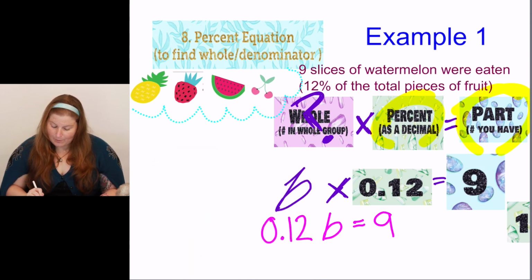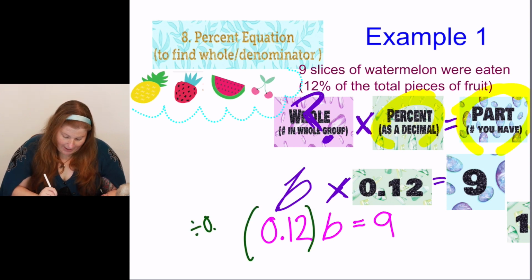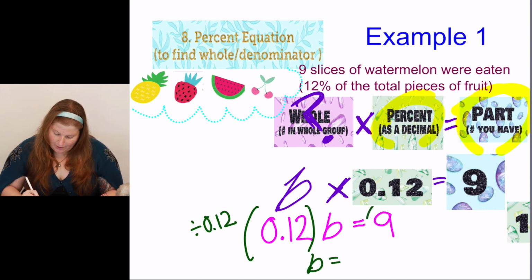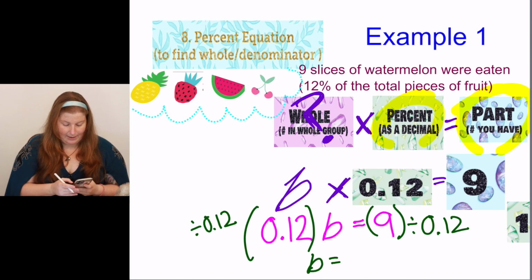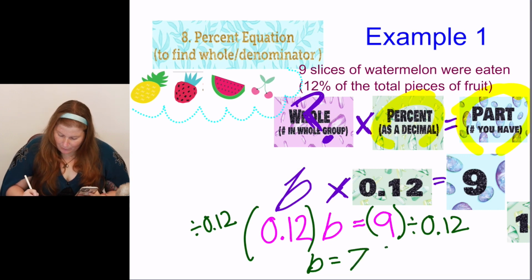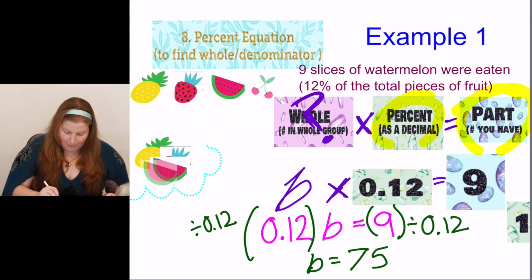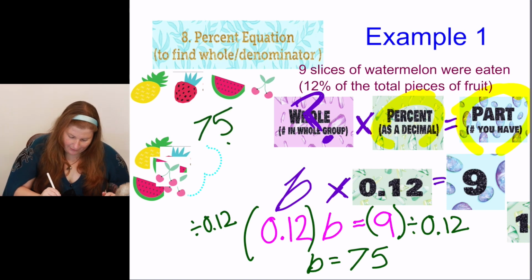So if I have b multiplied by 12 hundredths, then I have to divide by 12 hundredths in order to get b by itself, which means I also have to divide 9 by 12 hundredths. So in my calculator, I'm literally going to type in 9 divided by 0.12 equals, and I get that b is equal to 75. So that means that the total pieces of all the fruit, if we put them all together, would be 75 pieces of fruit.